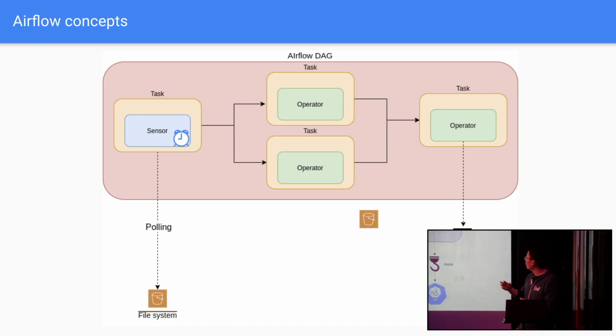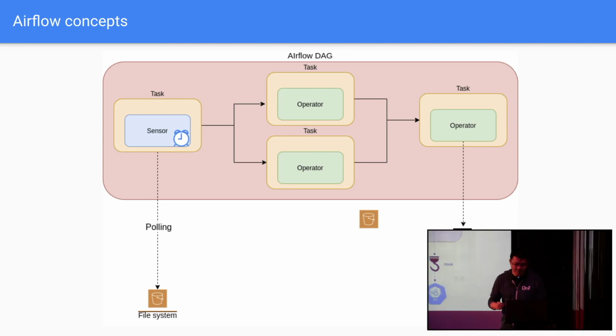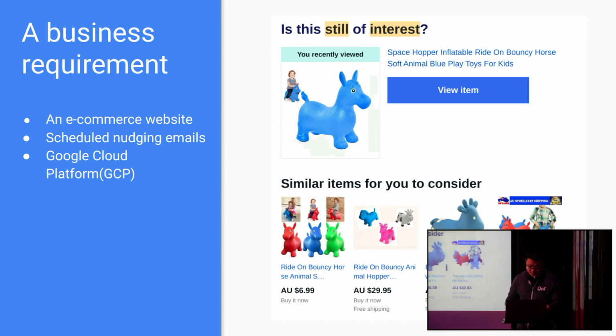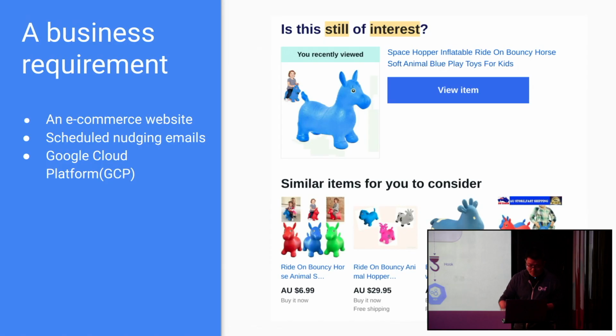Operators and sensors use something called a hook to interact with external systems such as an API. So that's a pretty quick overview of Airflow. By the way, if you are interested in more about the concepts of Airflow, you can go to the YouTube link in this meetup. You can find my previous talk in there.